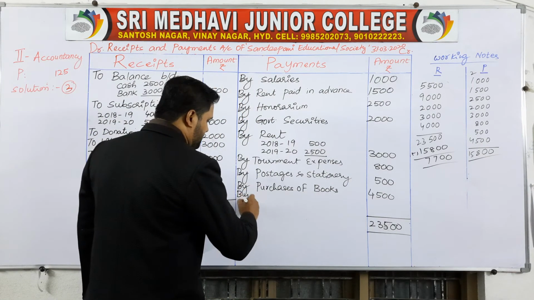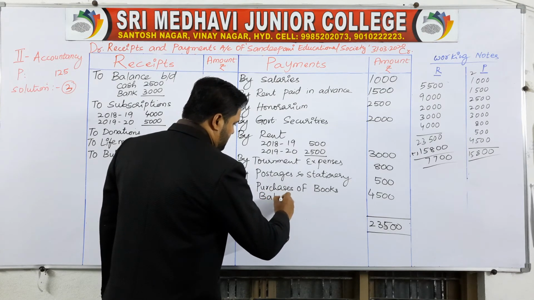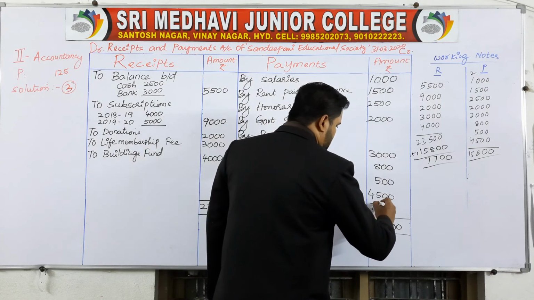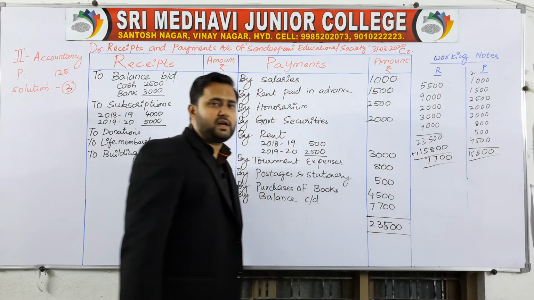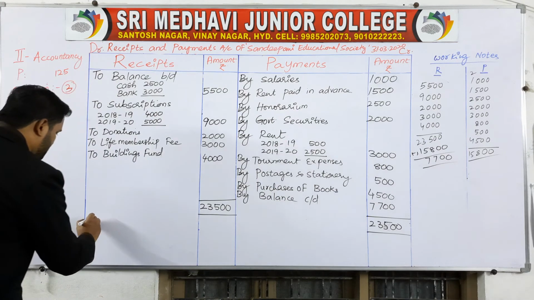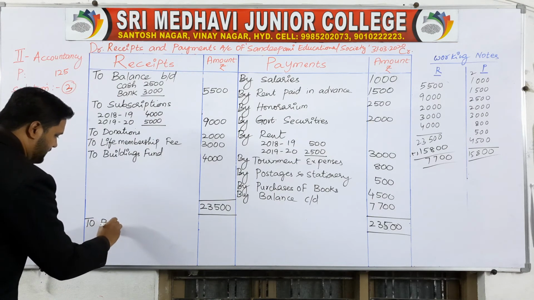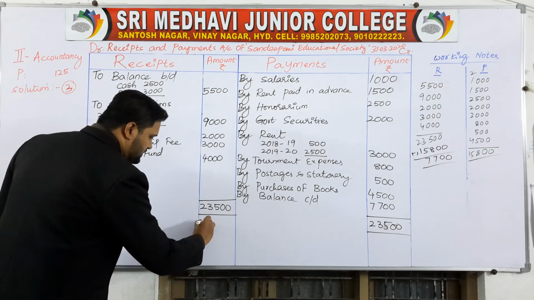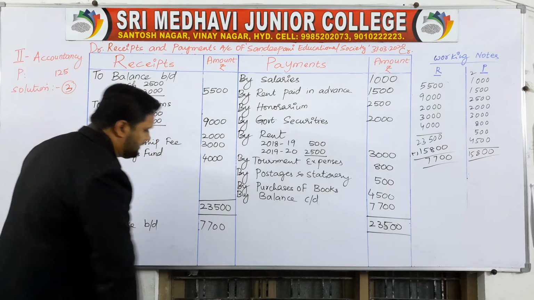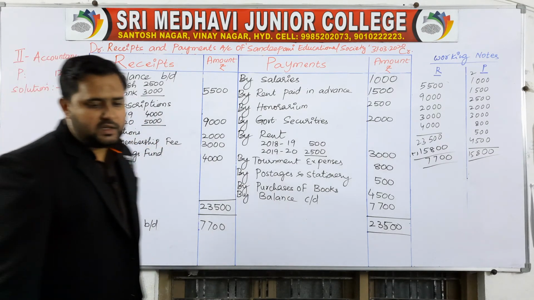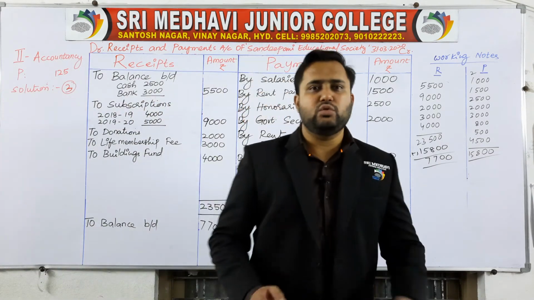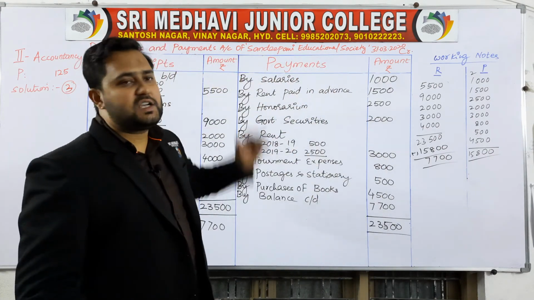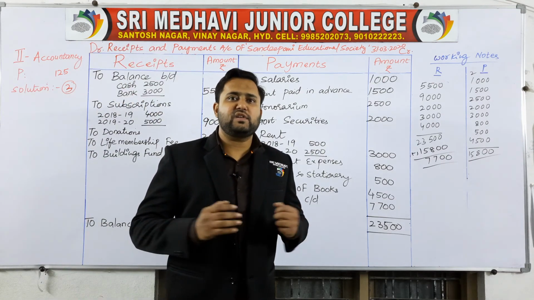By balance carried down is 7,700, that is your answer. Transfer the balance here to balance brought down, 7,700. Look here once again: the question asks you to prepare the receipts and payments account of Sandeepni Educational Society for the year ended 31st March 2020.